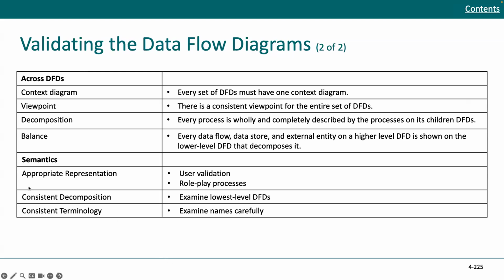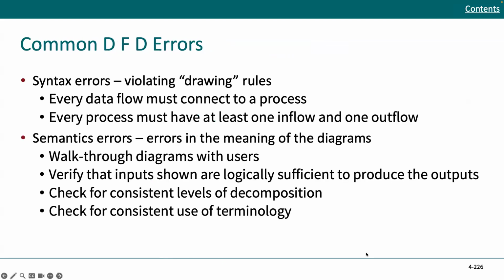In terms of semantics, we want to verify that we're using the appropriate representation. We're doing consistent decomposition as we're getting into the lower levels of detail, and we're using consistent terminology. What are some of the common errors? Syntax errors, violating drawing rules. And so having a tool that enforces that you need to be using the proper format can be helpful in that regard. So every data flow must connect to a process, and every process must have at least one inflow and one outflow.